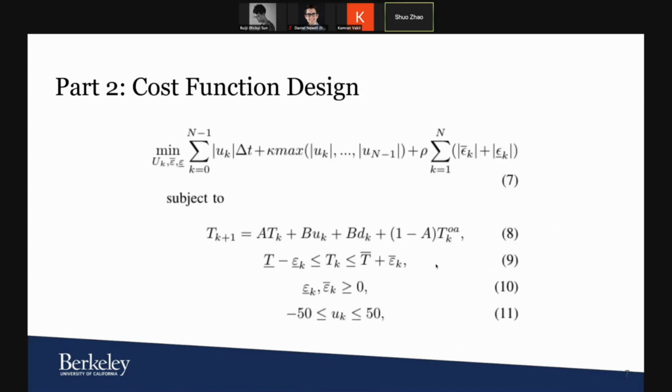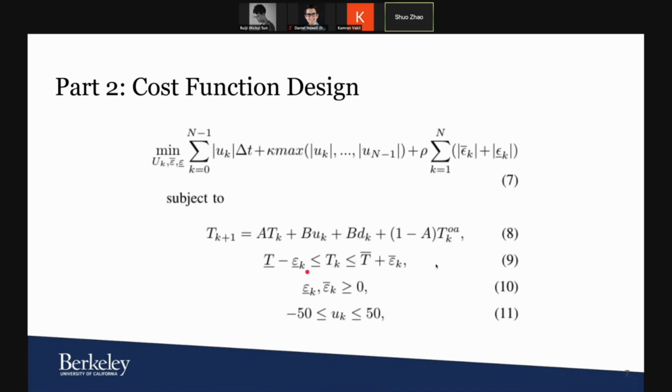So this is how we set up our MPC cost function. We want to minimize the summation of energy inputs and temperature violations, and it's weighted by K and rho. The cost function is subject to the following equality and inequality constraints. The equality constraints are obtained from our discretization. We use several different disturbance decays in our simulation, and decay is based on the different people loads.